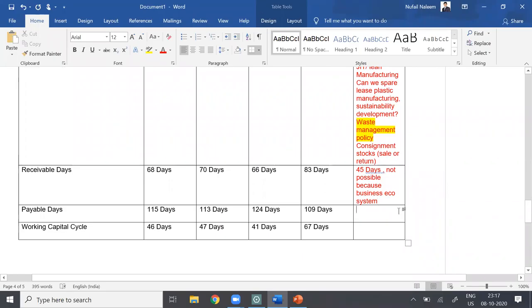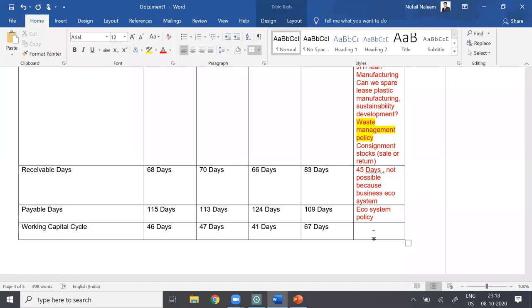Correct. Payable days, students, if you see 115, 113, 124, 129, again, I think it is the ecosystem, right? Exactly. It's completely the business ecosystem policy. I'm making sure that there's no interest charge on the excess. Maybe, but I don't think so. I don't think they are charging, because all are doing the same thing. So they won't charge the excess.